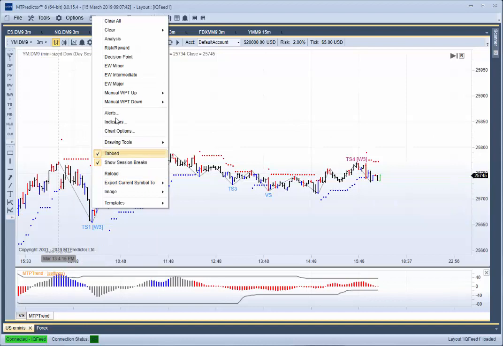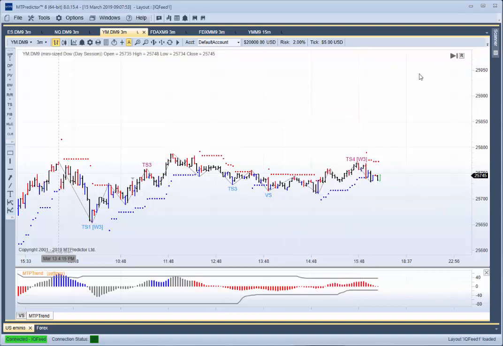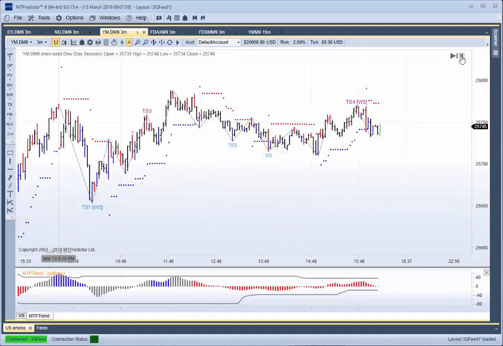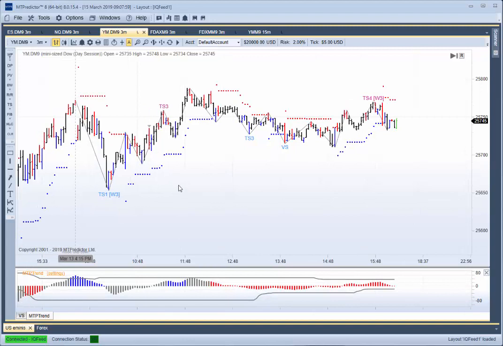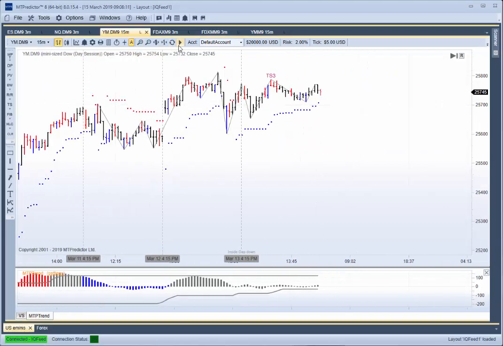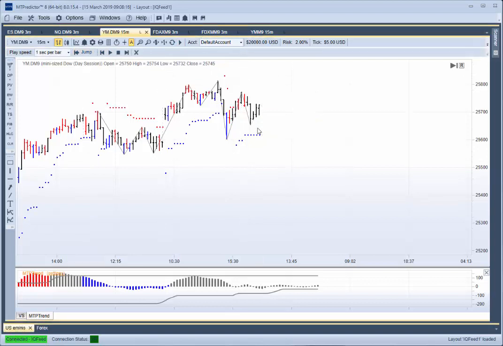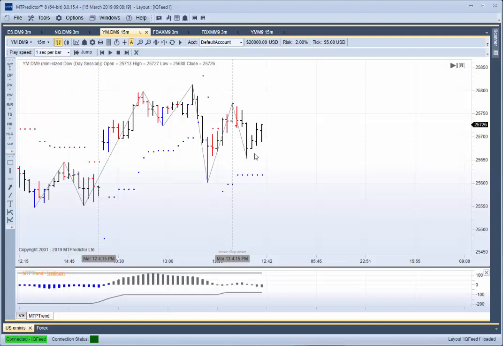So were there any hints by the market's action that the market wasn't going to go much higher than where it did here? Well, a couple of things. If I just clear this all off and reset the scale, those of you who have been following MTPredictor for a while will know that we always look to the higher time frame chart for areas of large degree support and resistance. So if I go back to the 15-minute chart and use bar replay, I go back to about here somewhere. This is where the TS3 W3 trade setup was on the 3-minute chart.